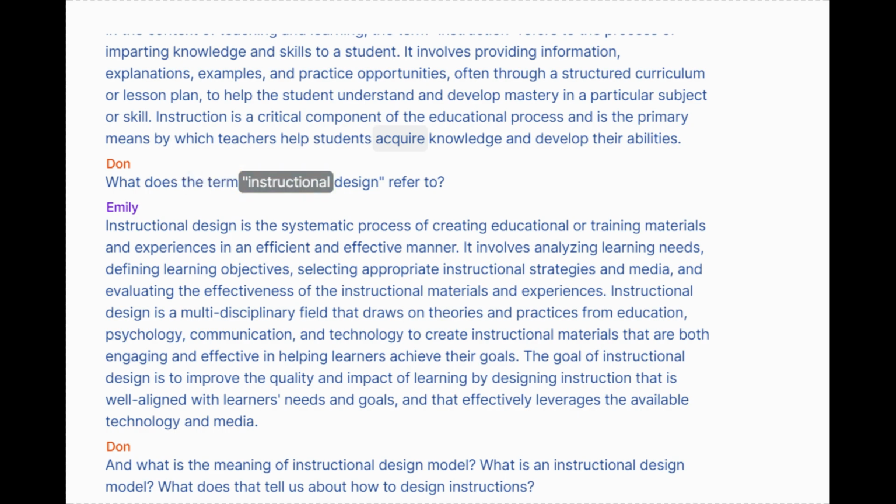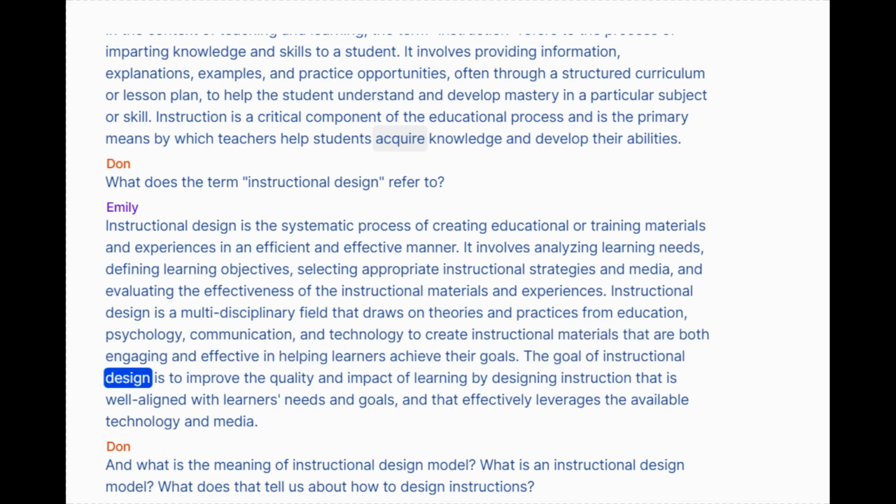What does the term instructional design refer to? Instructional design is the systematic process of creating educational or training materials and experiences in an efficient and effective manner. It involves analyzing learning needs, defining learning objectives, selecting appropriate instructional strategies and media, and evaluating the effectiveness of the instructional materials and experiences. Instructional design is a multidisciplinary field that draws on theories and practices from education, psychology, communication, and technology to create instructional materials that are both engaging and effective in helping learners achieve their goals.